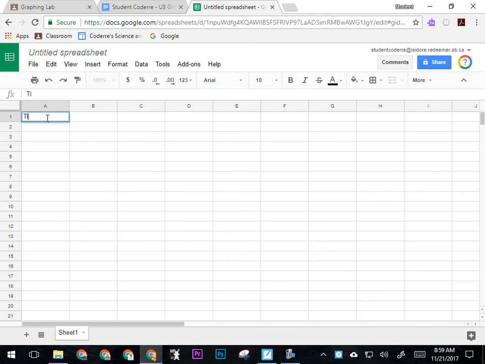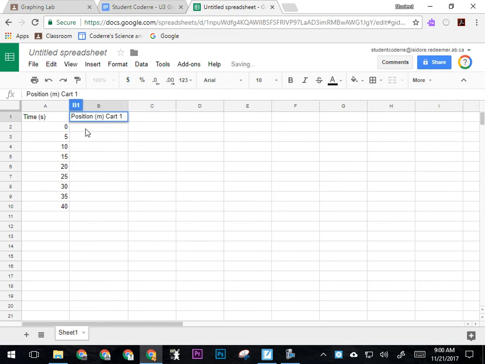So what we should have set up like this is time in seconds. And then down below that, 0, 5, 10, 15, 20, 25, 30, 35, and 40. The experiment is only going to run for 40 seconds. So again, we are determining the length of the experiment and the measurement interval. And then for this, we'll have position in meters, and we can just call that cart 1. You saw yesterday that sometimes you go past the edge of the thing, so you just pull that and make it a little bit longer.